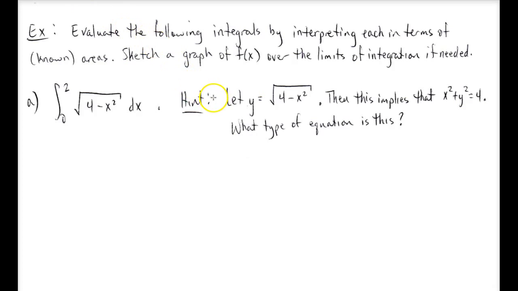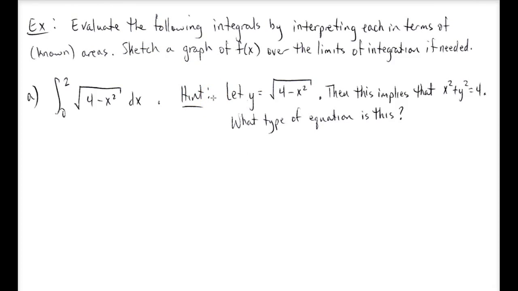All right, so here's our first problem. What we want to do is evaluate the following integrals by interpreting each in terms of its known area. Here we're looking at this problem from a conceptual point of view. The hint given is that this function, square root of 4 minus x squared, if we square both sides and rework everything so we have 4 by itself, we'll see it is this equation here. And what we know is that's actually an equation of a circle.